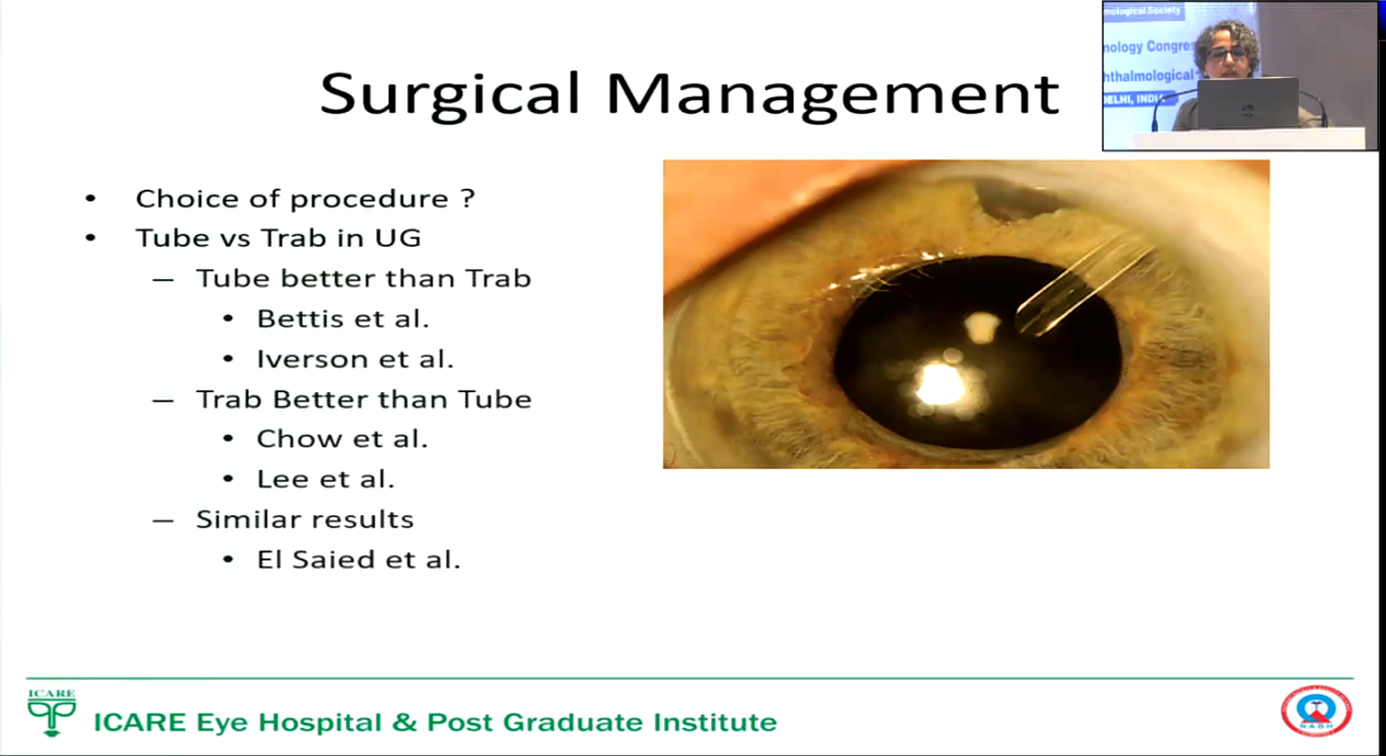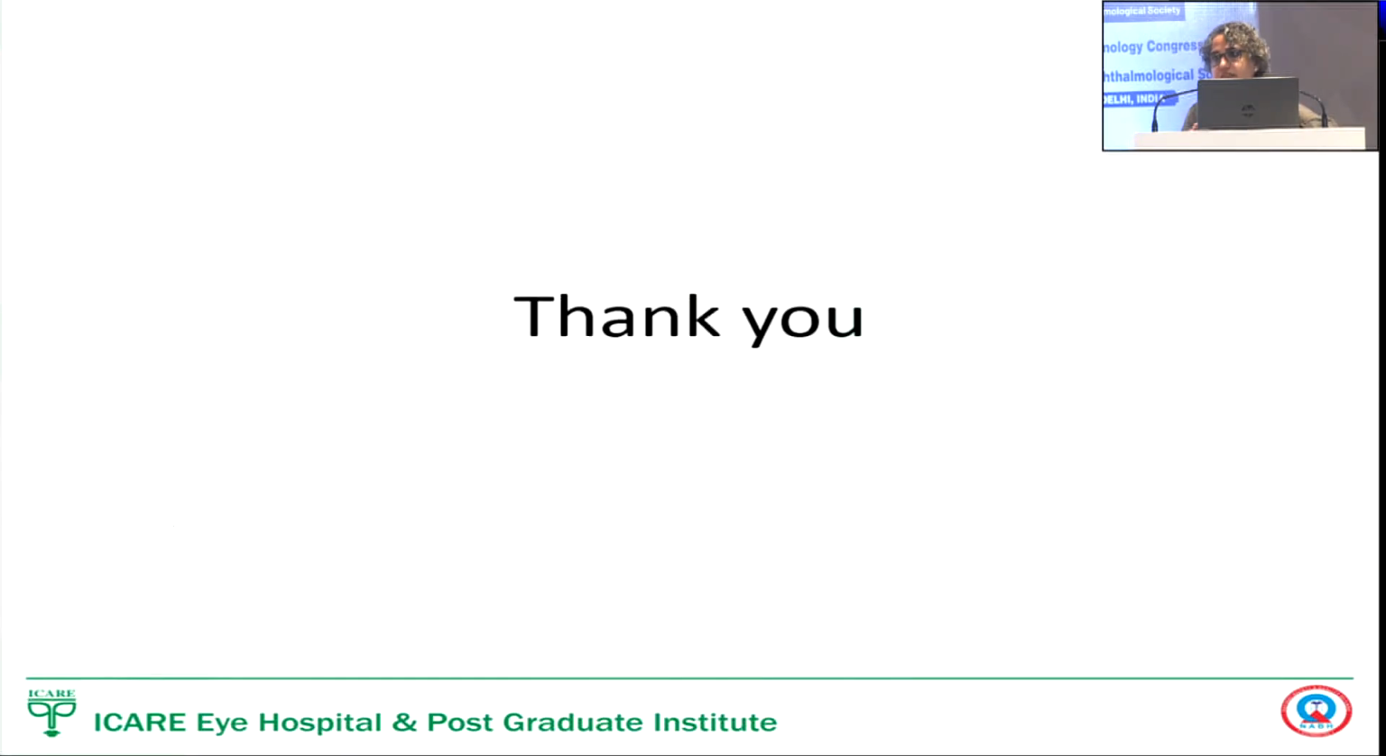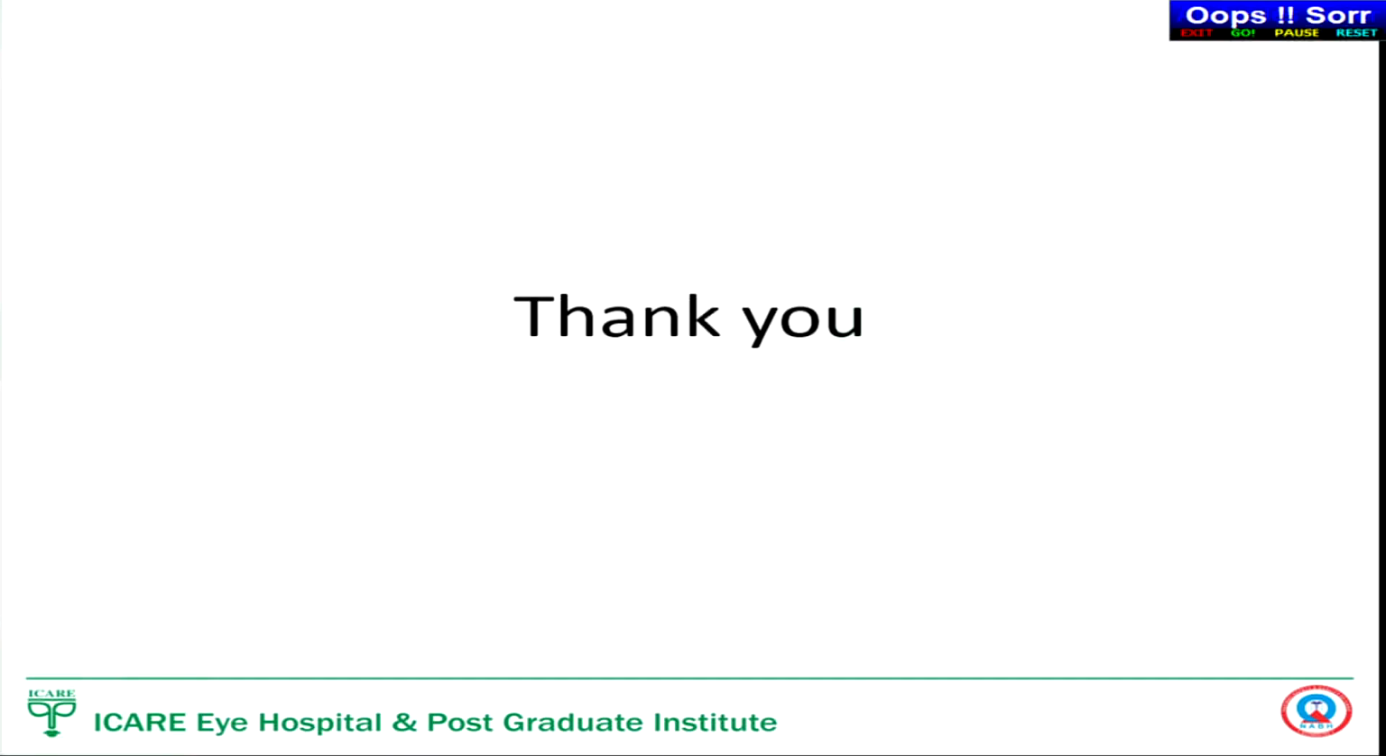So just showing the results, and I think I discussed this. So just to conclude, the uveitic glaucoma is a complex form of secondary glaucoma with a high risk of visual morbidity, and it is challenging to treat, but you have to use a multidisciplinary approach to treat such eyes and identify the risk factors and regularly monitor these patients to achieve success and save the eyes from long-term visual loss. Thank you.